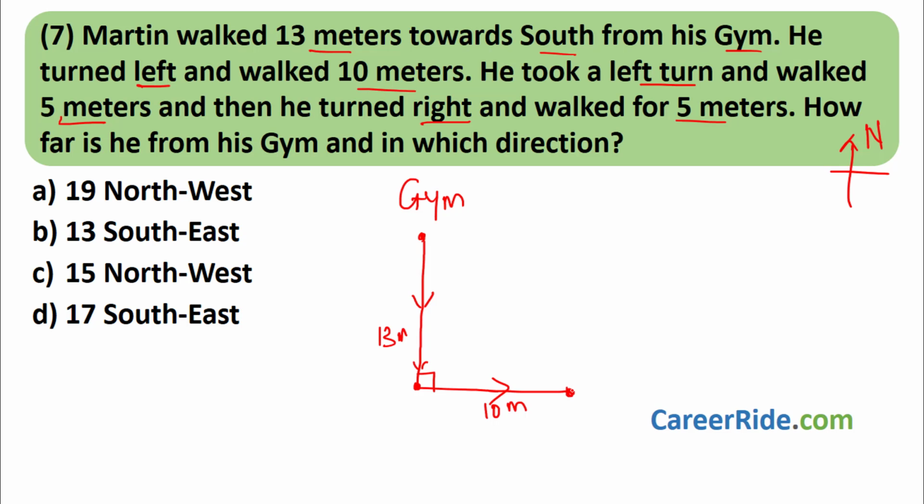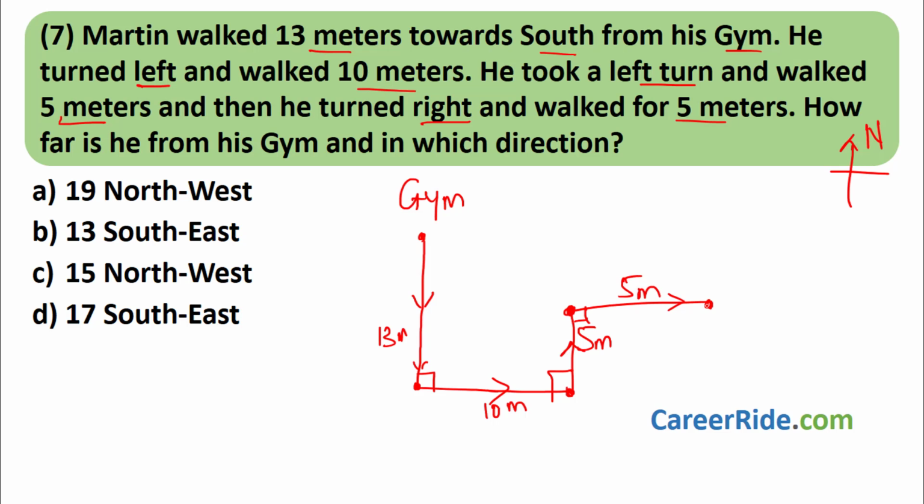He took a left turn again. Again, a left turn means this 90 degrees. He reaches over here and walked for 5 meters. Then he turned right. Now right is our right because Martin is now facing north and we are facing north. This is 90 degrees and he walked for 5 meters. So after turning right, Martin walked for 5 meters and reached at this point.